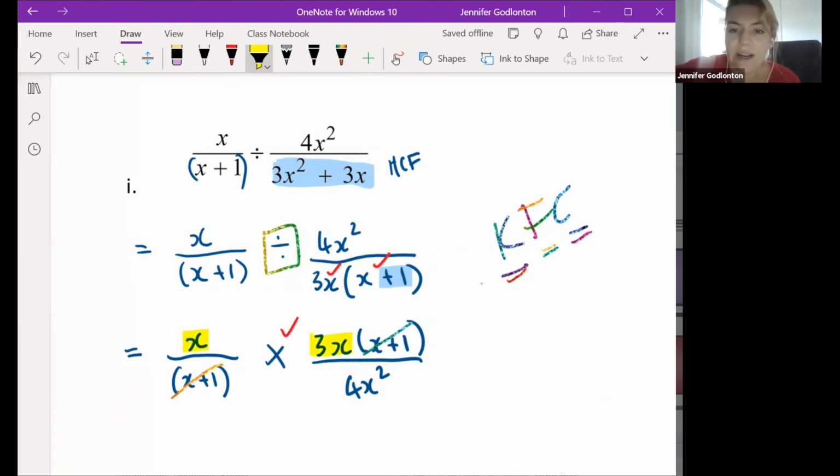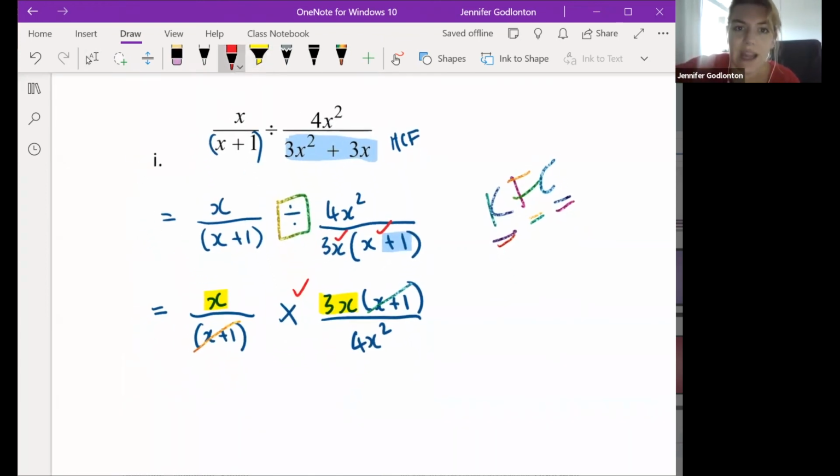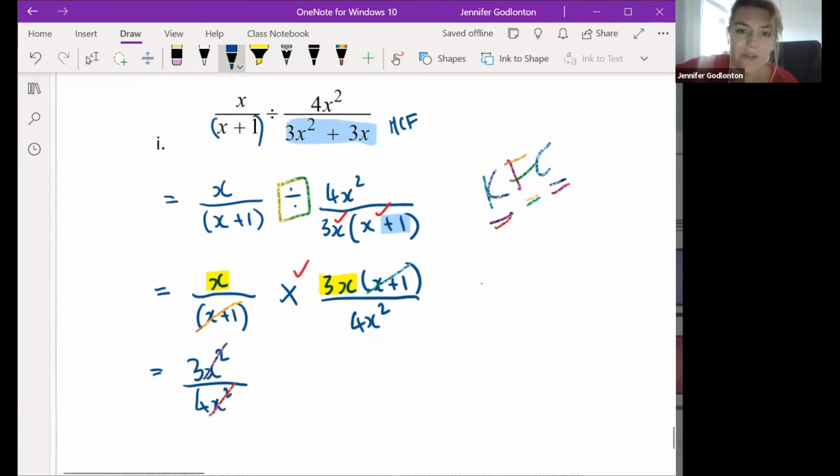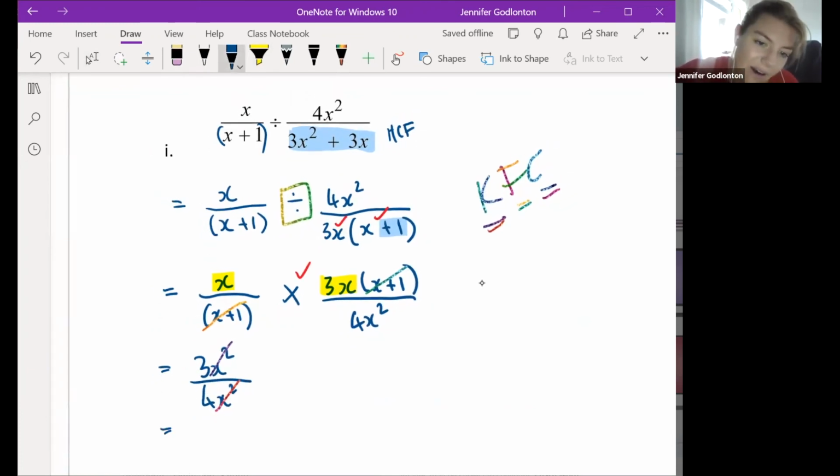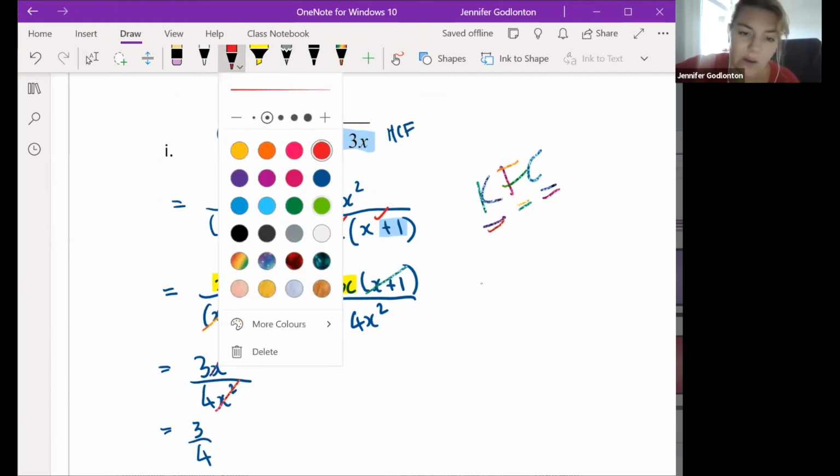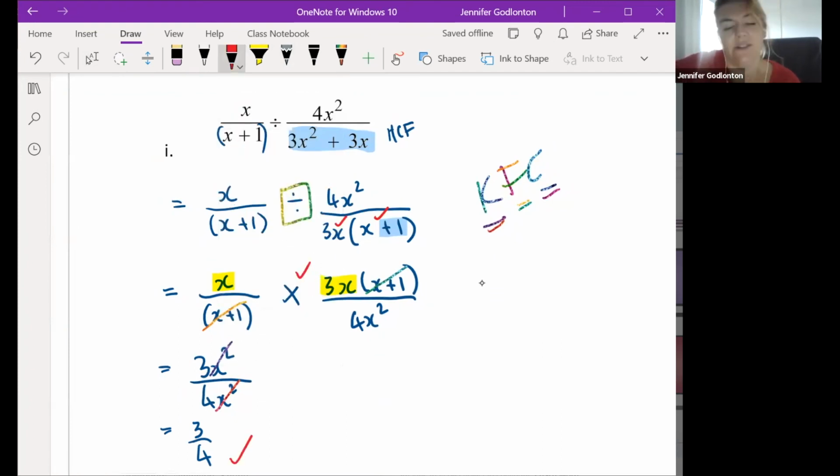So our numerators, we've got x times 3x. That's going to give us 3x squared. And our denominators, we've got 4x squared. So those x squareds are going to cancel, and we are left with the answer of 3 over 4. We need another mark for that. So then this one would be sitting out of 4 marks.